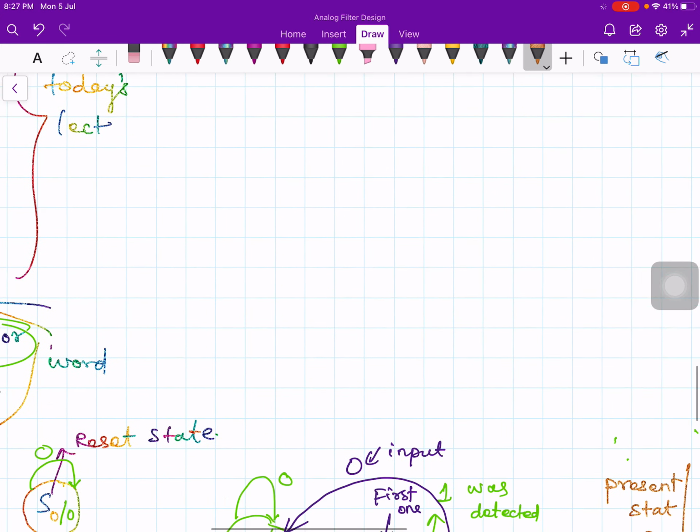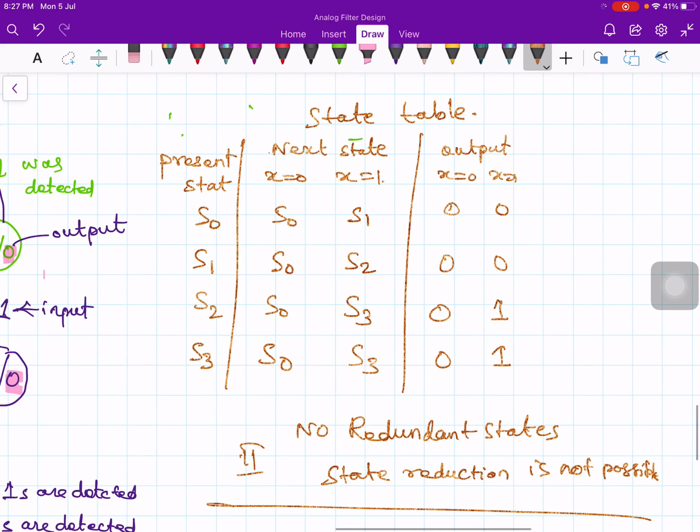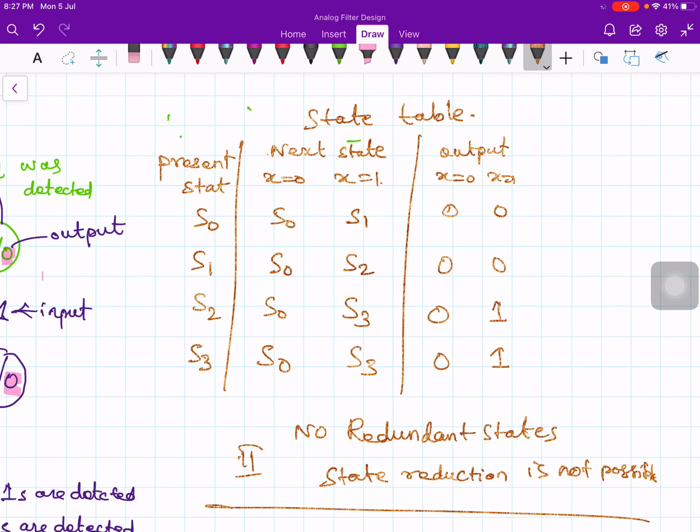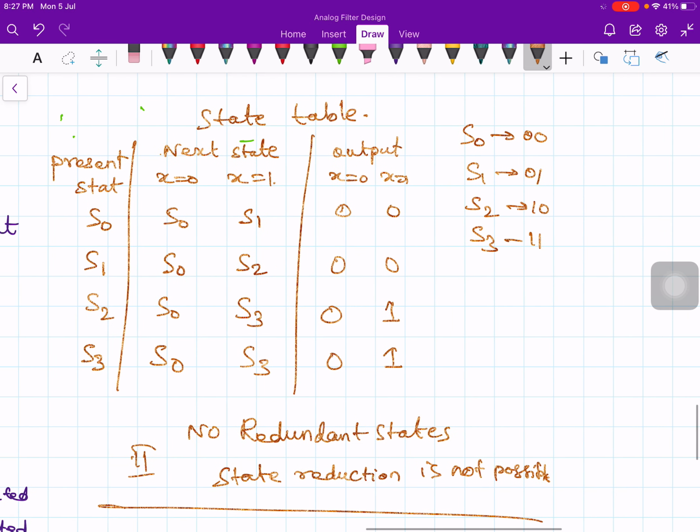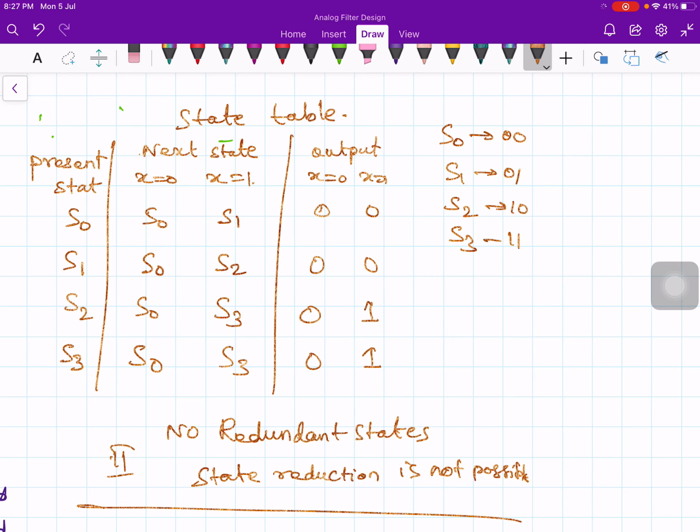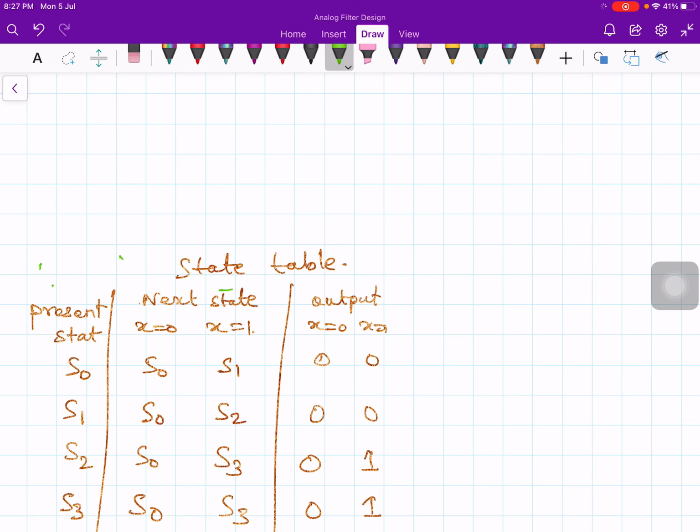Assign the binary values. I'm going to choose not the Gray method. I'm going to choose binary values. So S0 I'll represent 00. S1 I'm going to denote by 01. S2 10. S3 11. Okay, so form the column here. I need space, so let me write down here S0 00, S1 01, S2 10, S3 11.